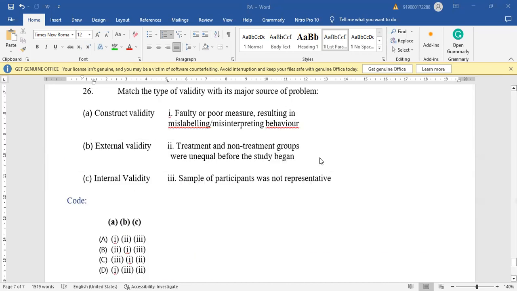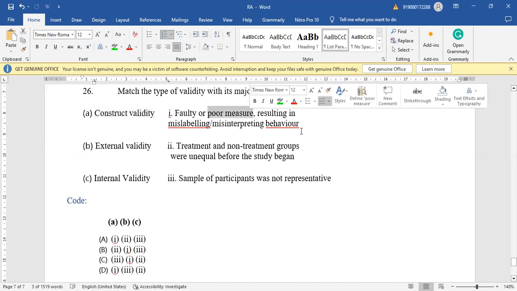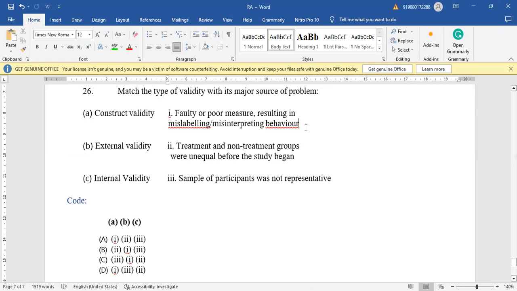Now getting back. Construct validity: faulty measure resulting in misinterpreting behavior. Correct? That is what construct validity is. If you are having a poor measurement, a poor value on construct validity, then your research results will not be fine-tuned. Correct? So for A, it is 1. I rule out the other 2.